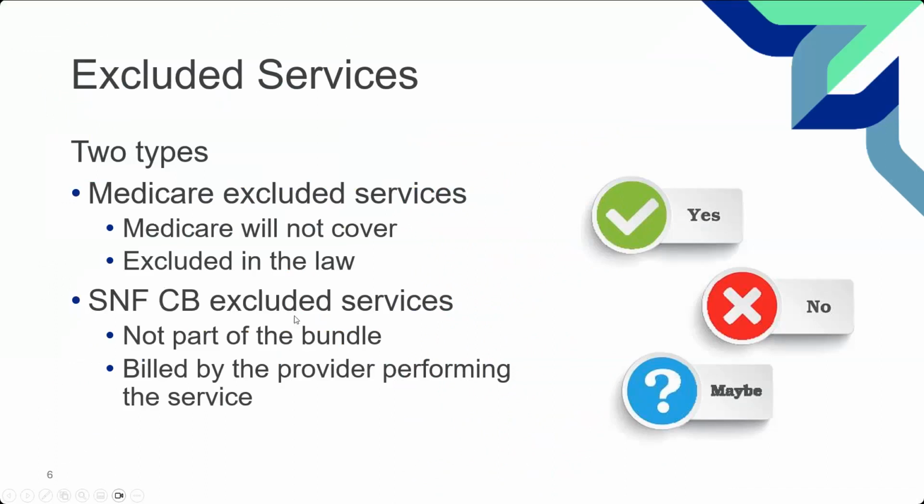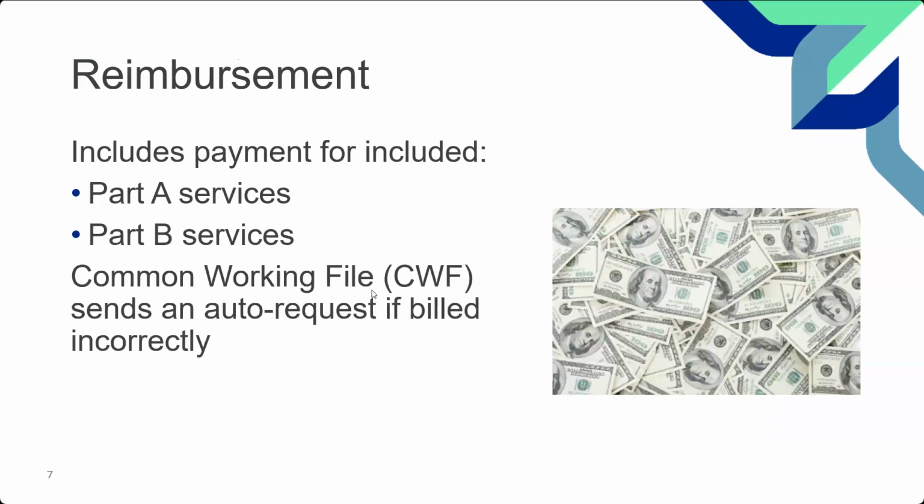The excluded from consolidated billing services are in a separate section, and I will cover those in just a few moments. So when Medicare reimburses, it includes payments for Part A services and Part B services. So the reimbursement is done differently, and this is why consolidated billing can be confusing. Part A services are billed on an inpatient UB04. Part B services can be billed on an outpatient UB04 or CMS 1500.